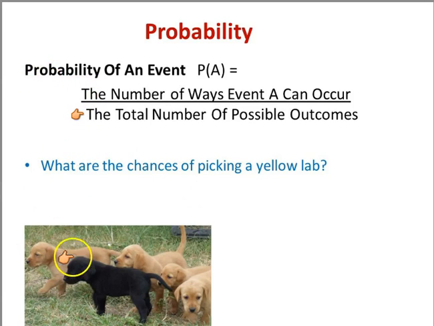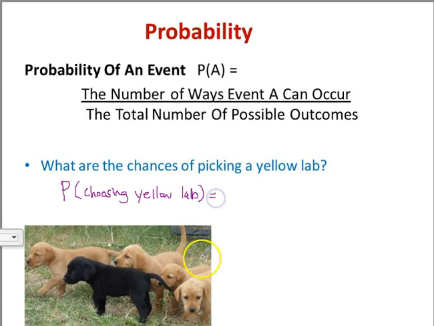So we've got a picture below of some puppies. What would be the probability if we were to pick a yellow lab from this bunch of puppies? Again, the number on the top is the number of ways the event can occur. And if we wanted to write it fancy, we could say the probability of choosing a yellow lab. What would be that probability?